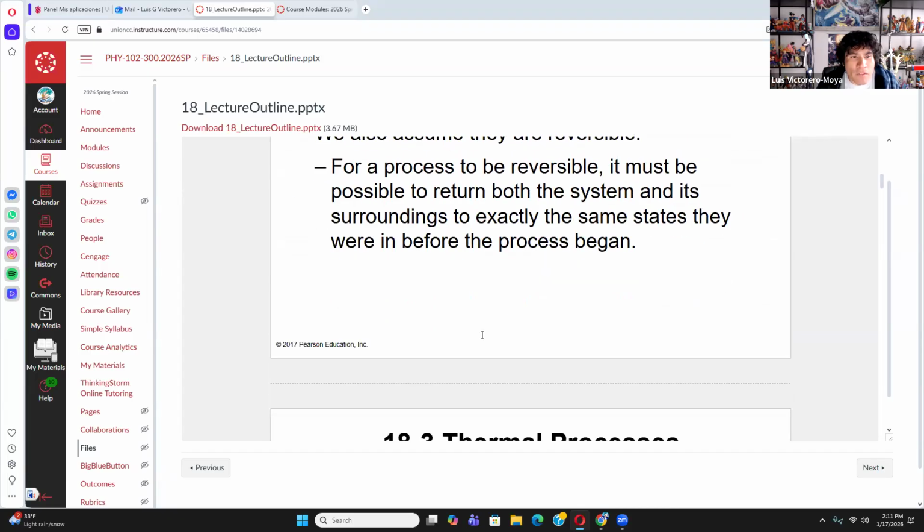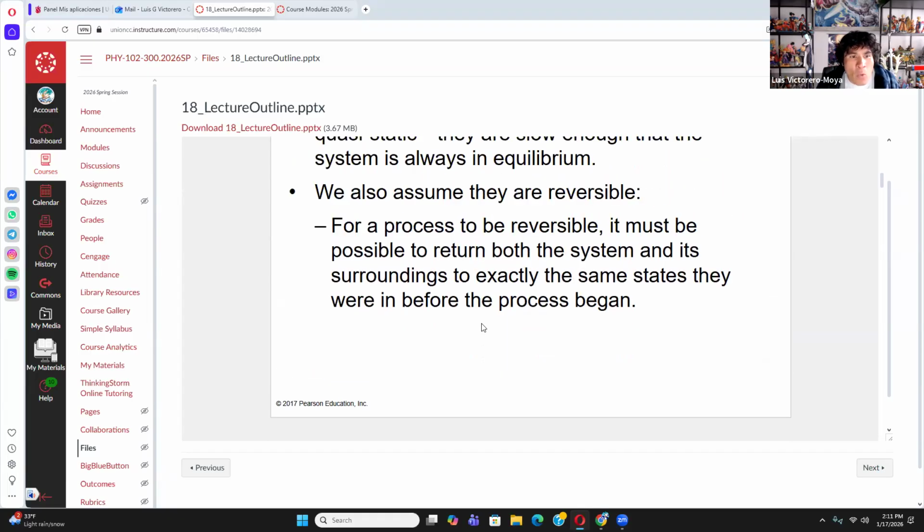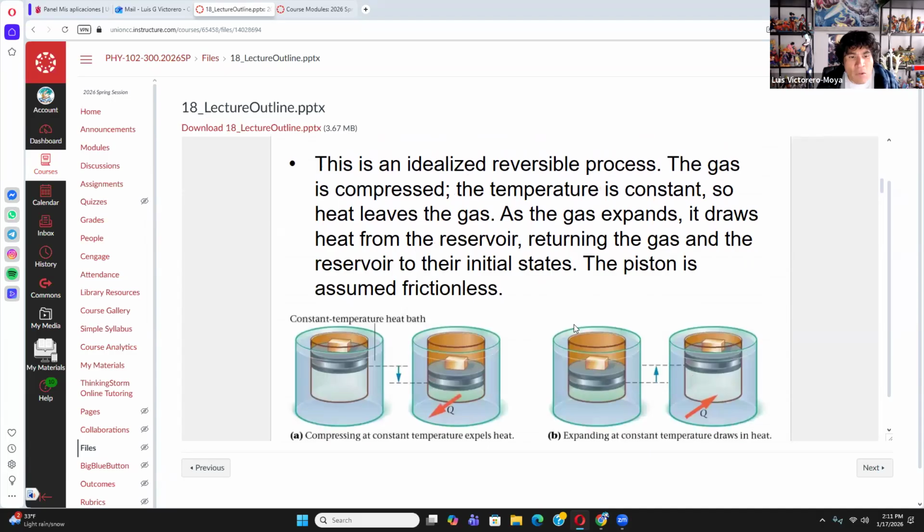So when we look at thermal processes, we are going to assume that they are reversible. For a process to be reversible, it must be possible to return from point A to point B or from point B to point A. You're going to see that in what we call a pressure versus volume diagram. There are some problems on the assignment where you have a PV diagram and you have to follow it. Depending on the type of process, there is a path that you're going to follow.